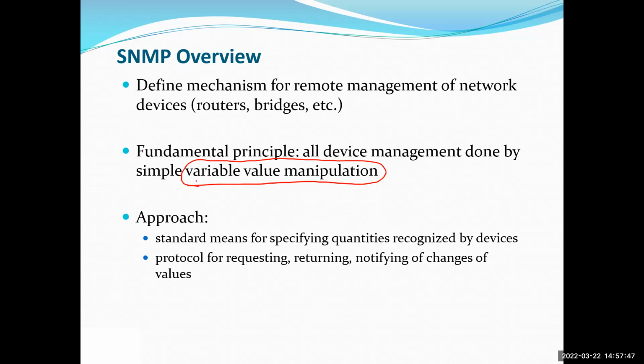Okay, and that's the basic idea, and that's actually how a lot of things are done in the background, Active Directory included. All of them are just simple variable value manipulation, key value pairs. The approach is a standard means of specifying quantities recognized by devices, and SNMP basically provides this. And it's actually not very complex. I think there's just like 4 or 5 commands, if you will, to better understand it. But you have a protocol for requesting, returning, and notifying changes to values, okay? So that's the basic idea.